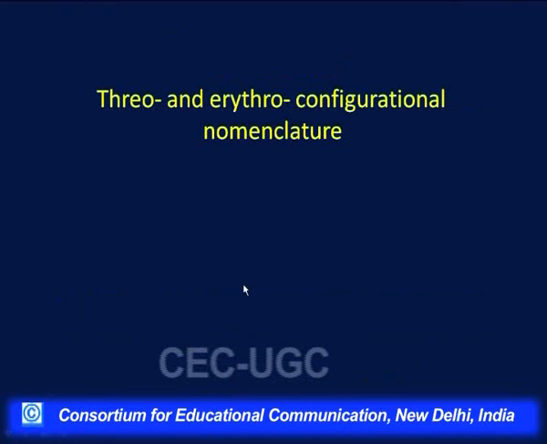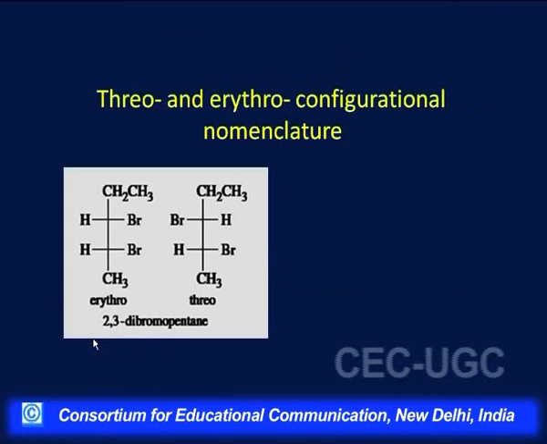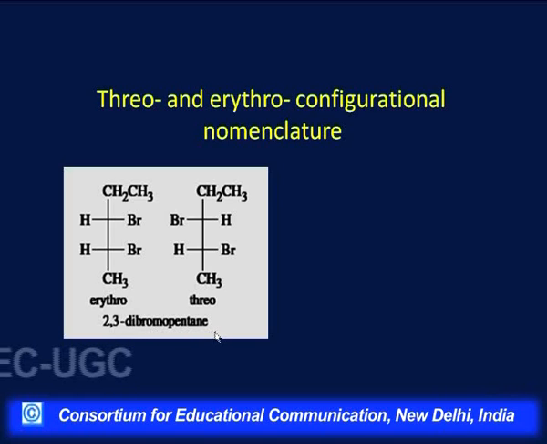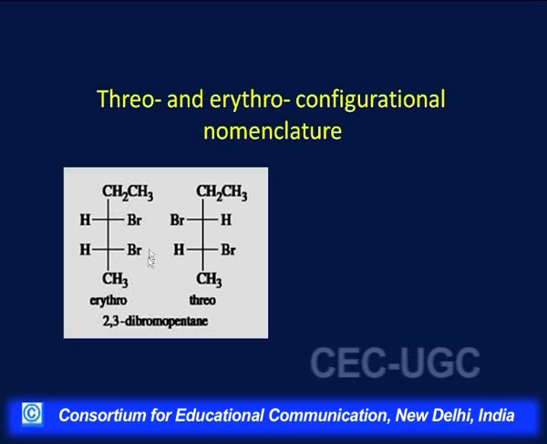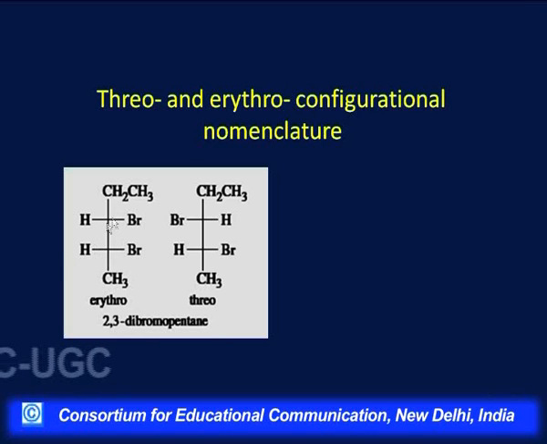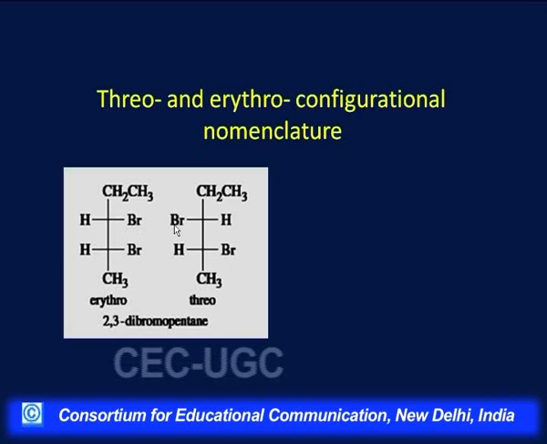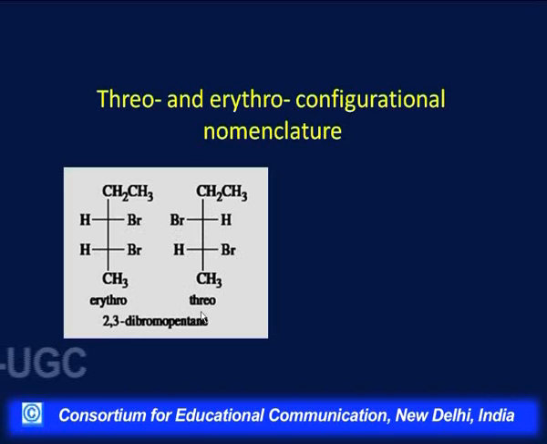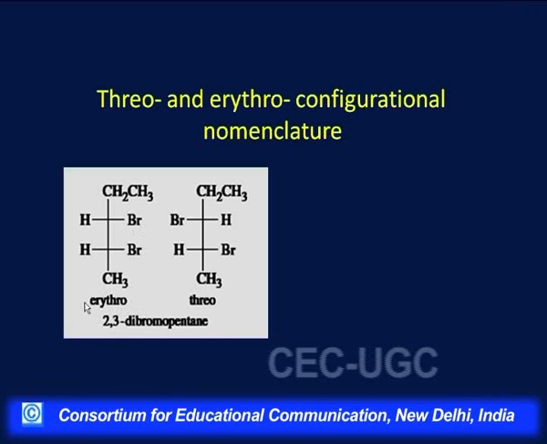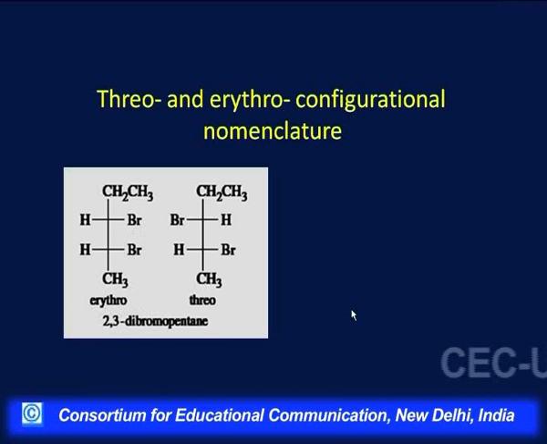Let us take one example. Say this is 2,3-dibromopentane. Now, when it is written in the Fischer projection, we find that 2 bromine atoms can be on the same side, 2 hydrogens are on the same side, this is one isomer. In another isomer, the 2 bromine atoms are across, 2 hydrogens are obviously across. So, this isomer is given the configuration as threo, and this configuration is named as erythro.